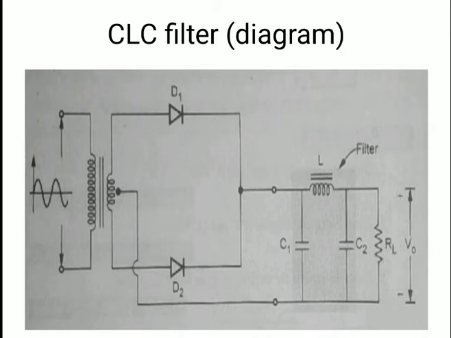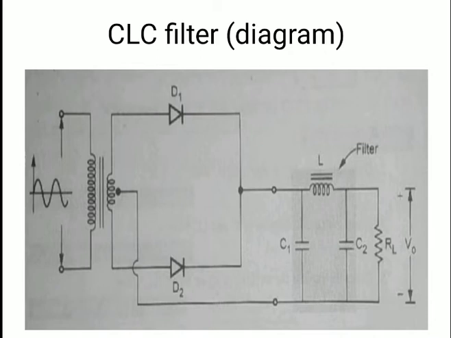Now let us do the next one, that is the CLC filter. We know that C is always connected in parallel and L is connected in series, right? So here in CLC, two times C, one time L. First C1, then L, then again C2. You can see the diagram. The combination of these three makes the CLC filter.